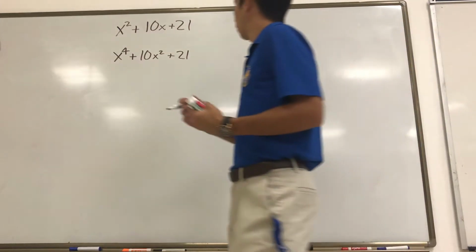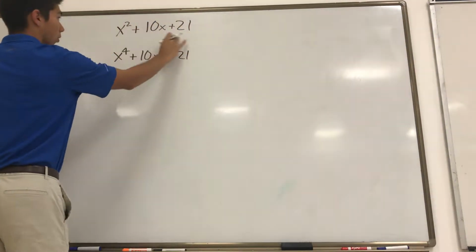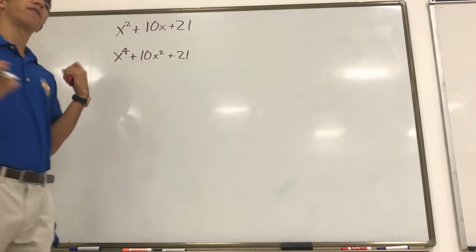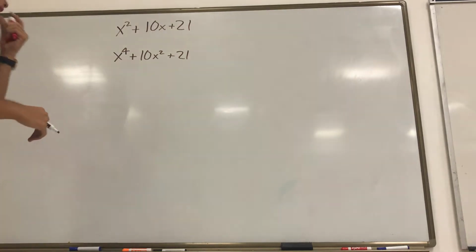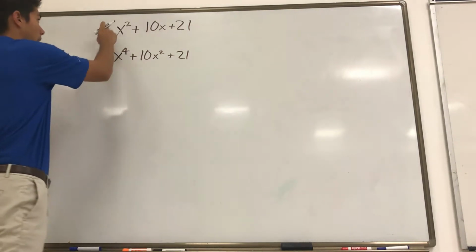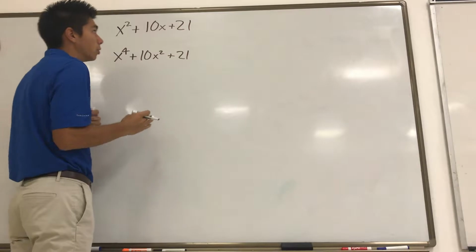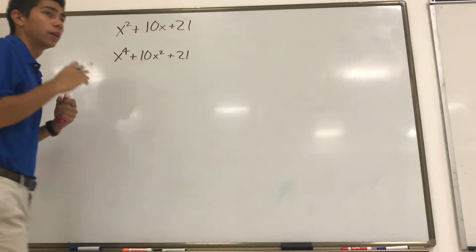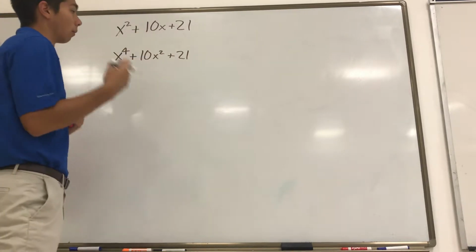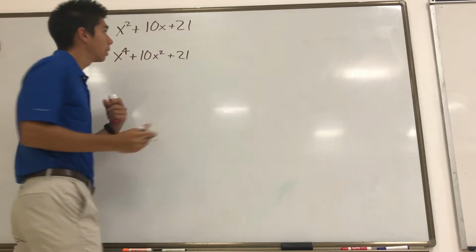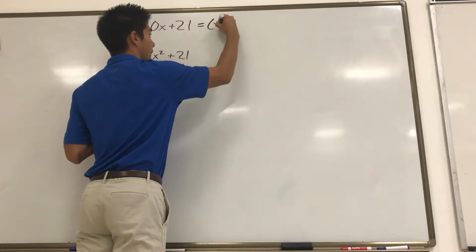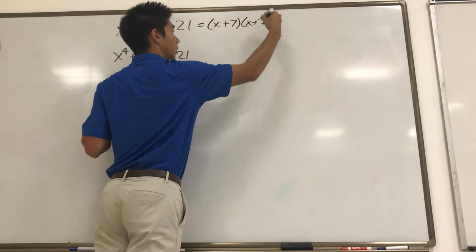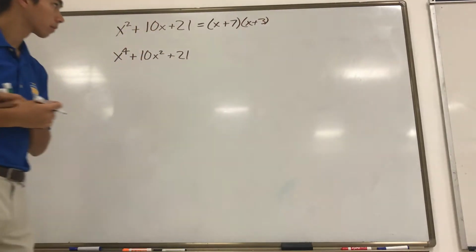I'm going to start off by looking at this first quadratic expression up here, x squared plus 10x plus 21, and we want to factor that. That should be pretty easy for you at this point. My a equals 1, so I need two numbers that multiply to 21 and add to 10. 7 times 3 multiplies to 21 and adds to 10. So my factorization is (x plus 7)(x plus 3). That should take almost no time at all.